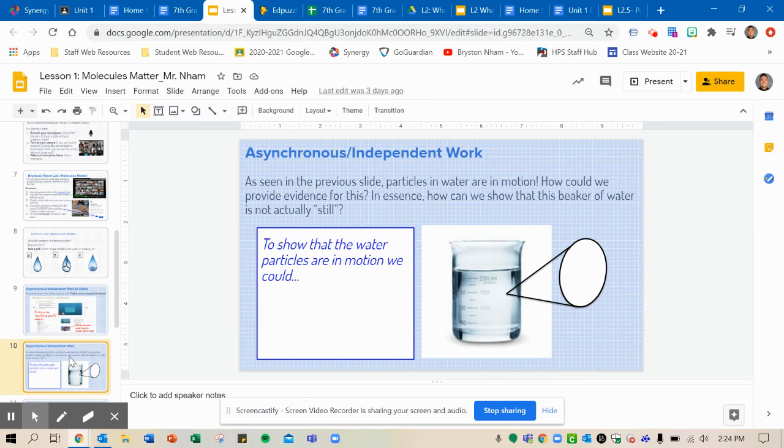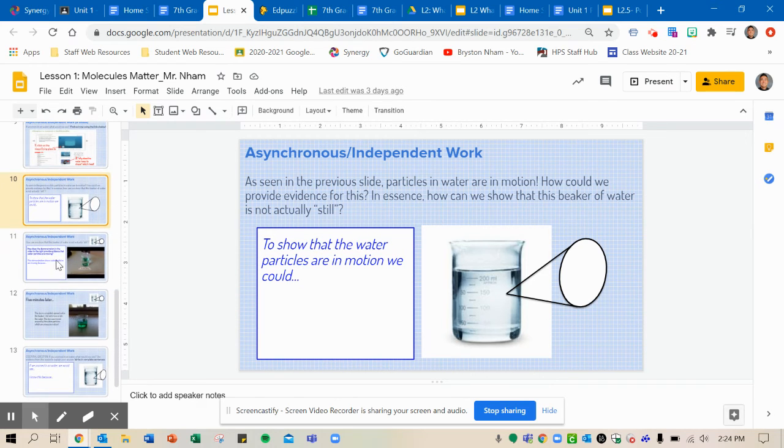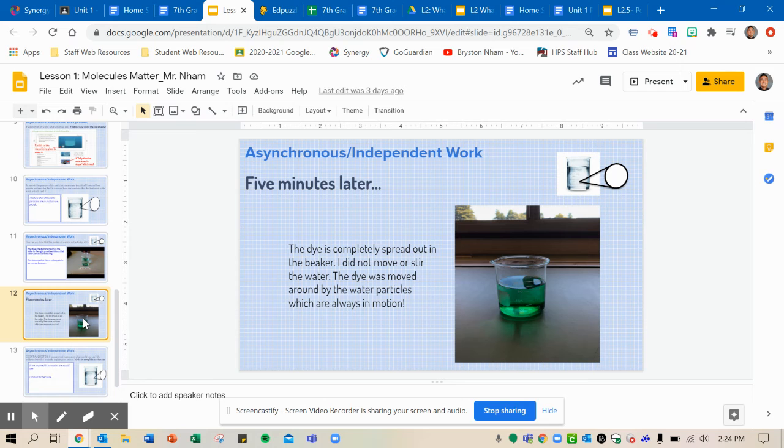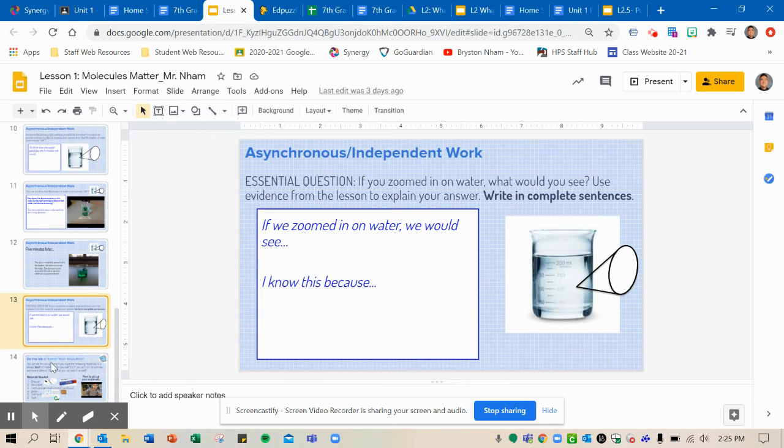For the asynchronous assignment, also, as seen in the previous slide, these particles are in motion. So how can we provide evidence for this? In essence, how can we show that this beaker of water is not actually still? And you're going to type that in, and actually show how we can show that these molecules are actually moving. And then you're going to watch this demonstration, and you're going to answer these questions about the demonstration, and then continue on through these slides. Okay, it is pretty straightforward. This lesson should not take you very long, ladies and gentlemen. You're just working through the different asynchronous slides that explain to you what exactly we're talking about when we talk about molecules moving and molecules in motion.